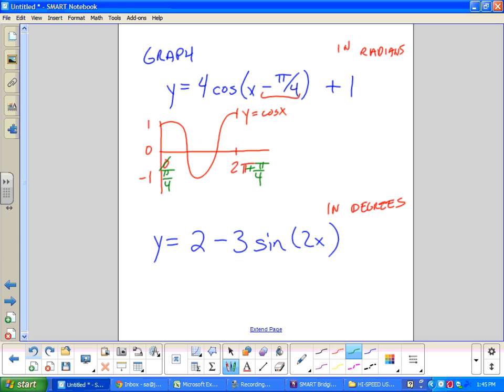So now I've handled the inside. The next step is to start working my way out, to the multiple of 4. That is a stretch, right? So 4 times 1 is 4, 0 times 4 is 0, negative 1 times 4 is negative 4. And the last step is to shift the entire graph up 1. So it becomes 5, 1, negative 3. If it's on a pre-made graph, 1, 2, 3, 1, 2, 3, 4, 5.